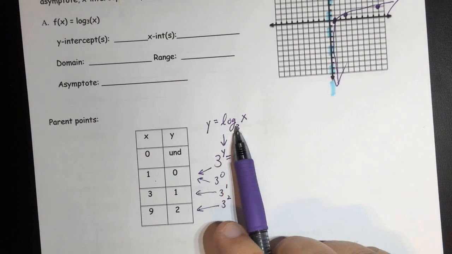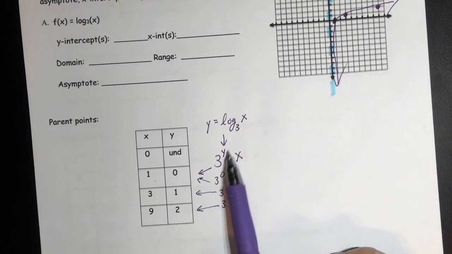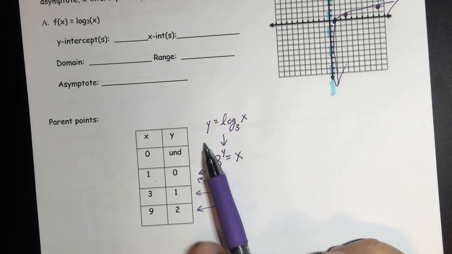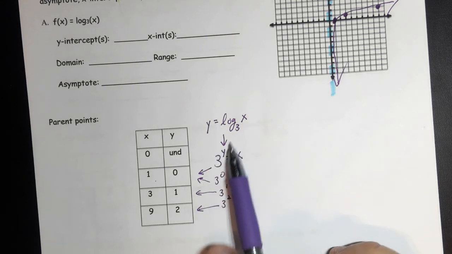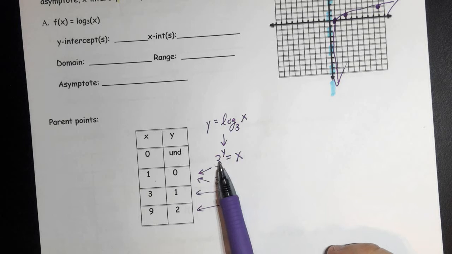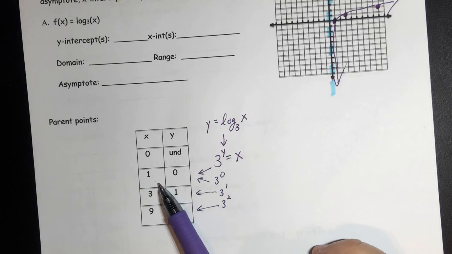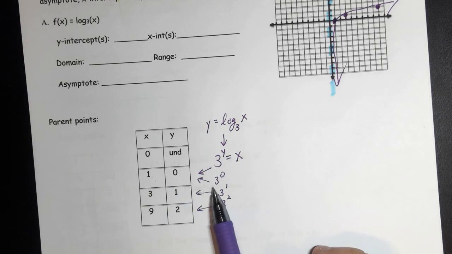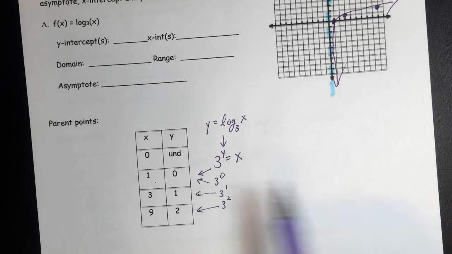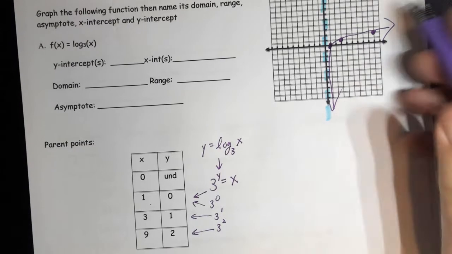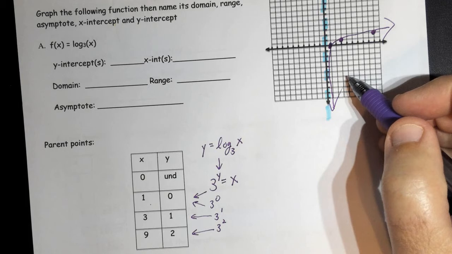Here I just did it this way. If I wanted to graph log base 3 of x, that would be the same as log base 3 of y is equal to x. Remember the conversion. Then if I put 0 in for y, I get 3 to the 0 power, which is 1, and 1 in for y, 3 to the first is 3, and so forth. And so we get this picture. Notice I already have it drawn out here for us.